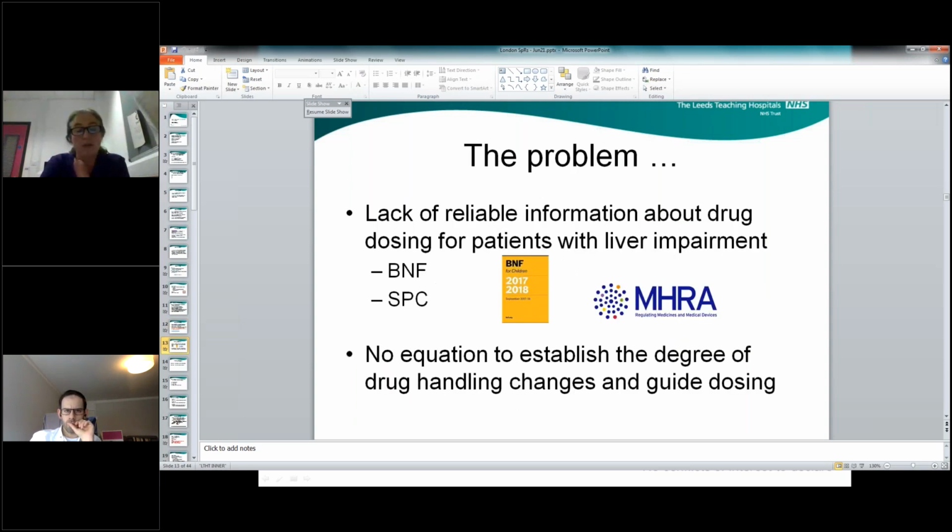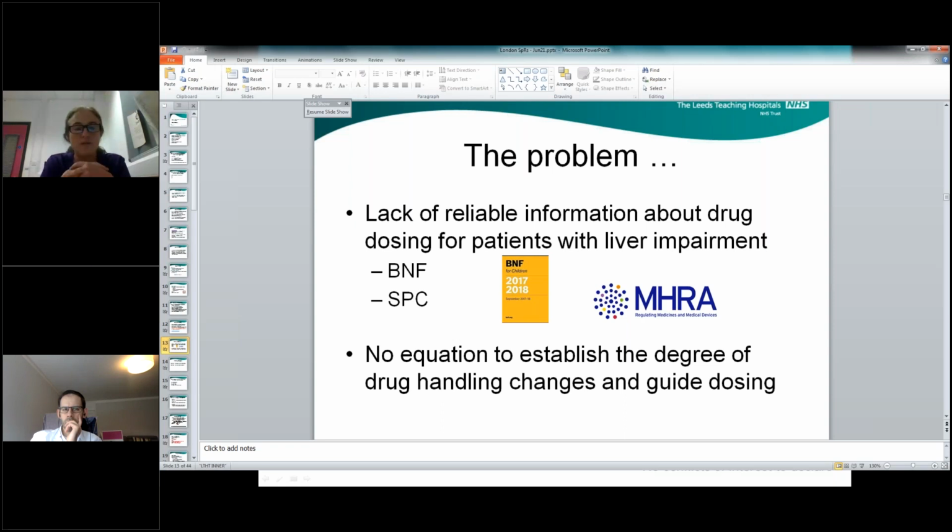The other problem I mentioned at the beginning is where you find information, and as I've said, there is no nice equation. So we're thinking more about those surrogate markers and just looking at the patient as a whole to determine how bad their liver function is, which bit of their liver isn't working, and what other signs and symptoms they've got of liver disease, and whether they are going to have an impact on drug handling as well.